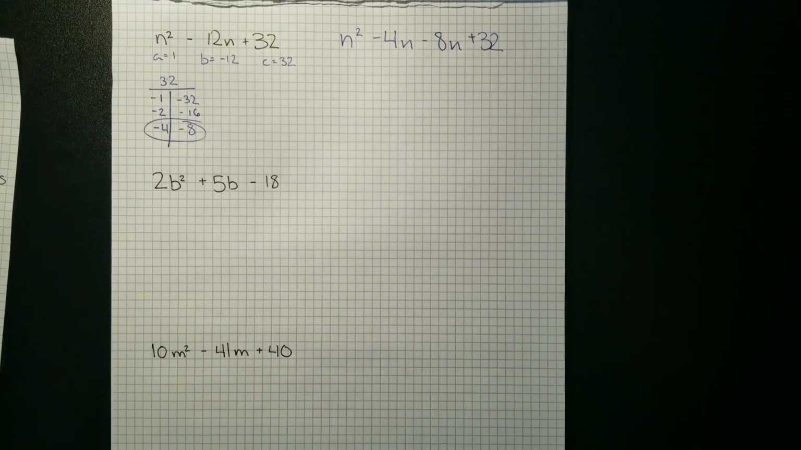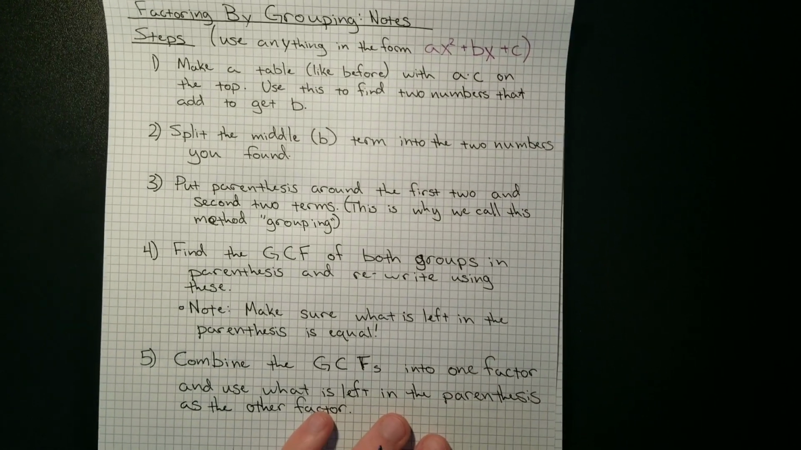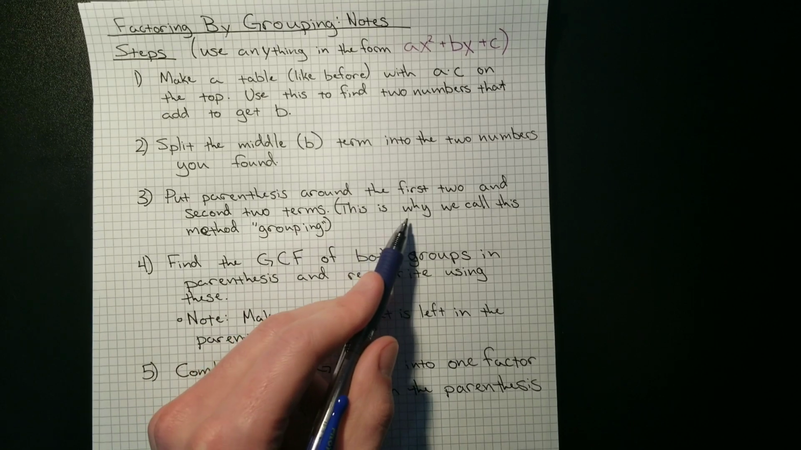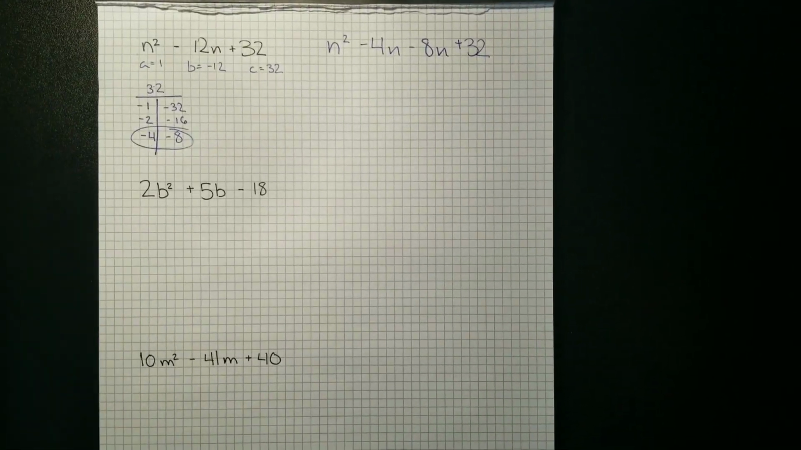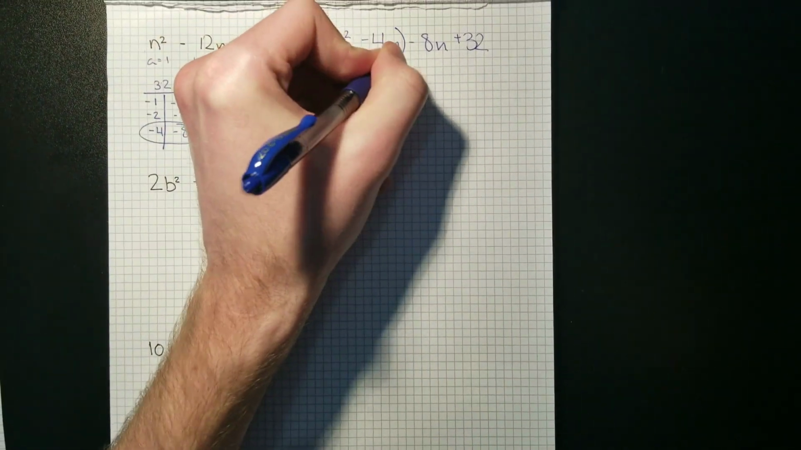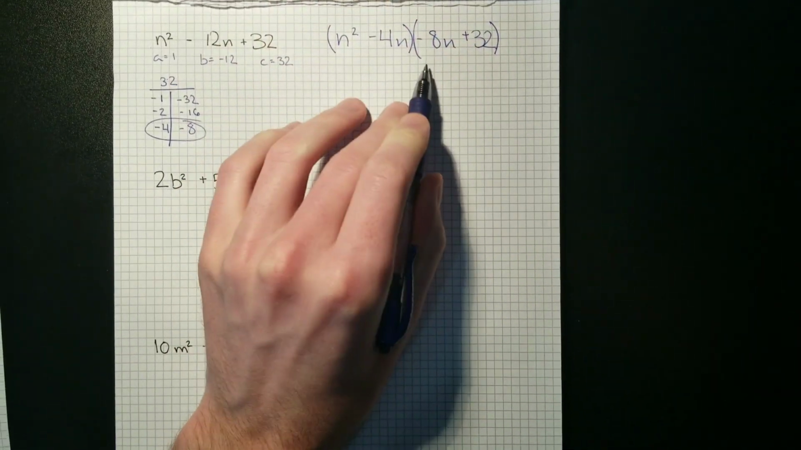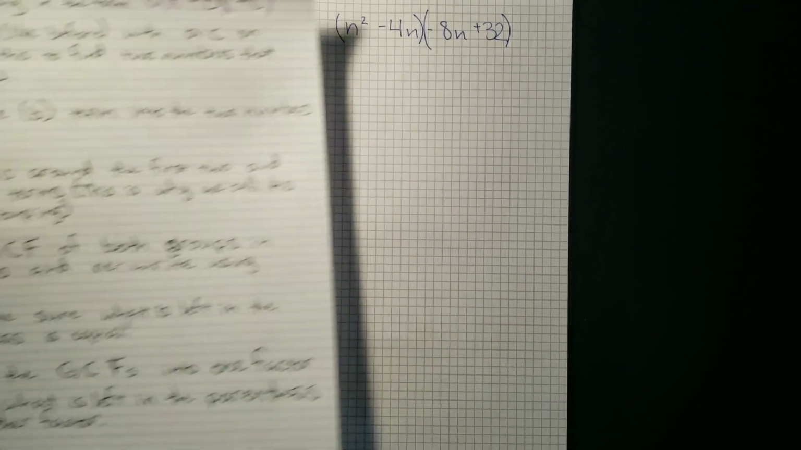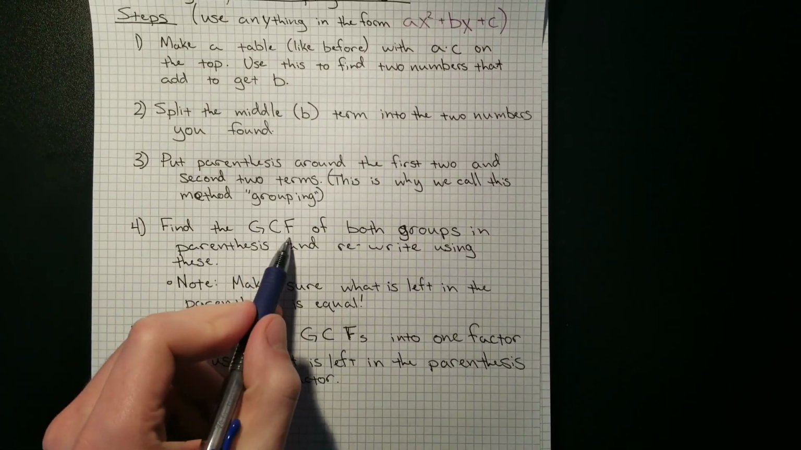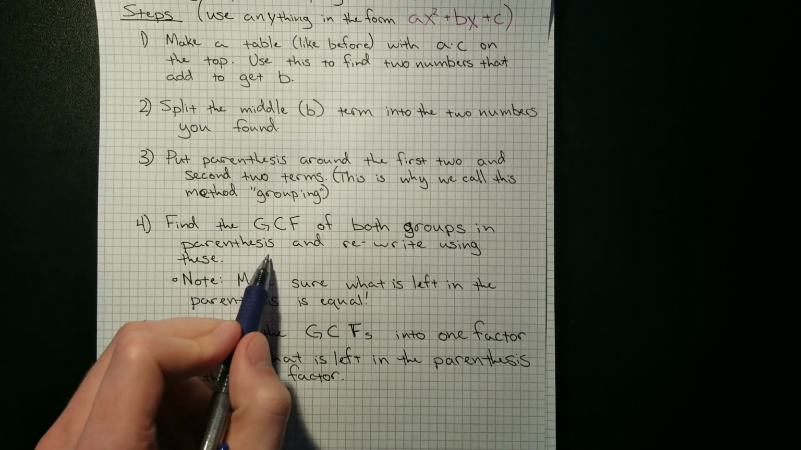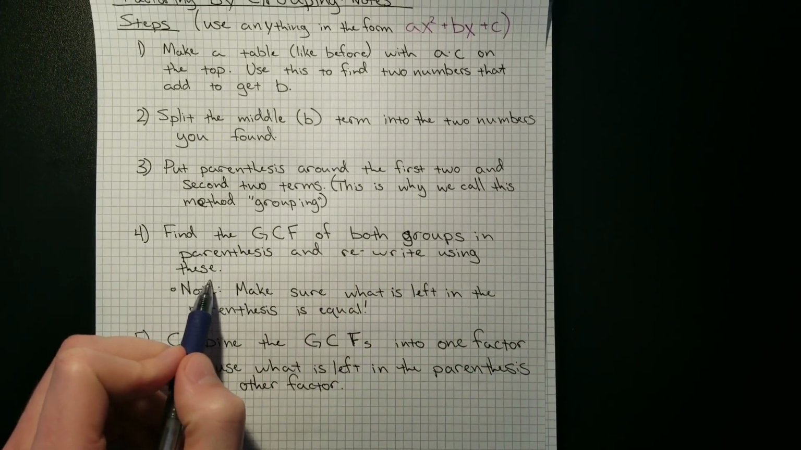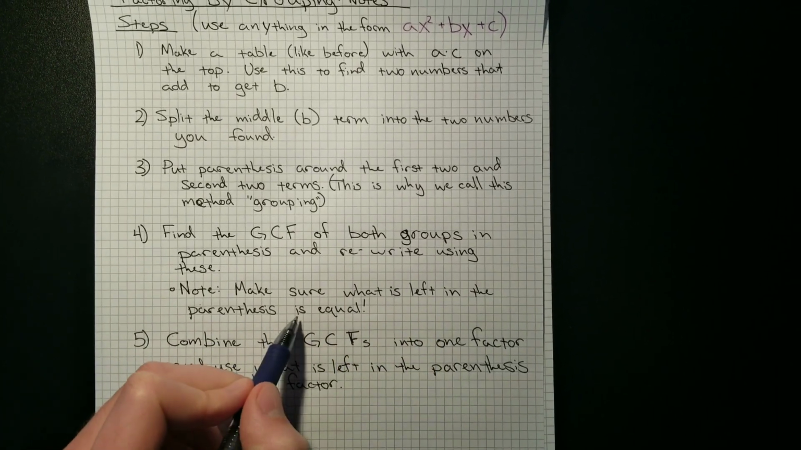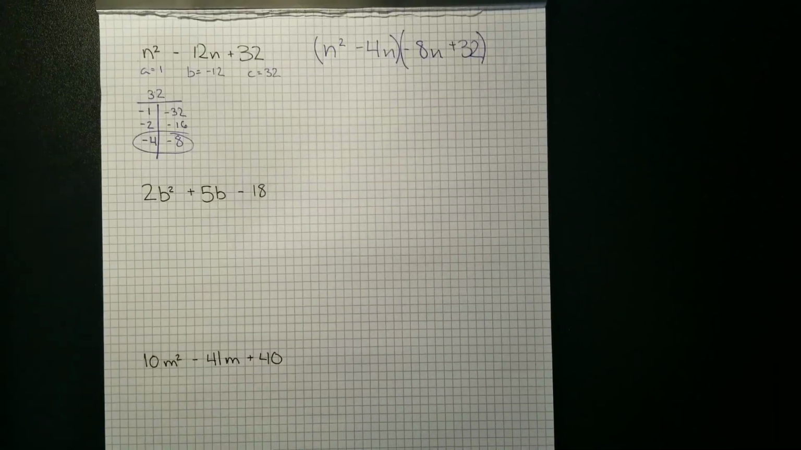So we have that. The next thing that we're going to do, put parentheses around the first two and second two terms. This is why we call this grouping. I'll show you what that looks like. So we're going to group these two terms together and those two terms together, just in parentheses. All right. Next thing that we have to do, we have to find the GCF of both groups in parentheses and rewrite using these GCFs. And note, we have to make sure that what is left inside the parentheses is equal. And that'll make sense once we do that.